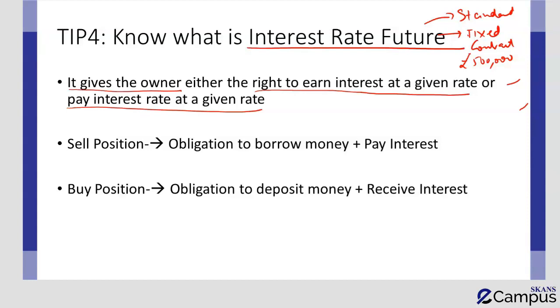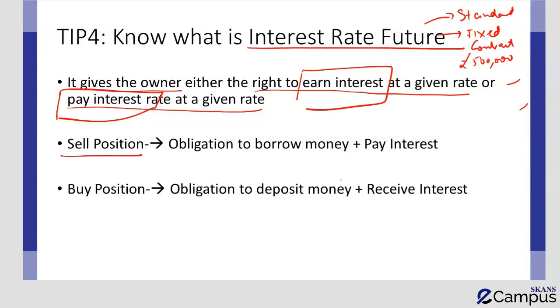The only difference is you are doing it in a standardized market. In an FRA, it is more customized. So the owner of an interest rate future settles in either to earn interest or to pay interest. So you have two positions that you can take in an interest rate future.